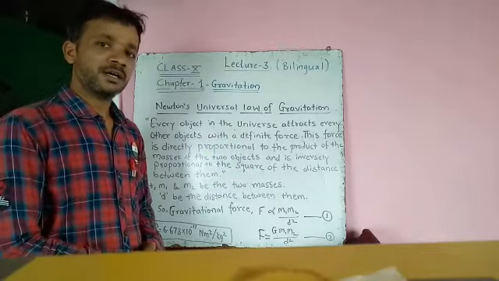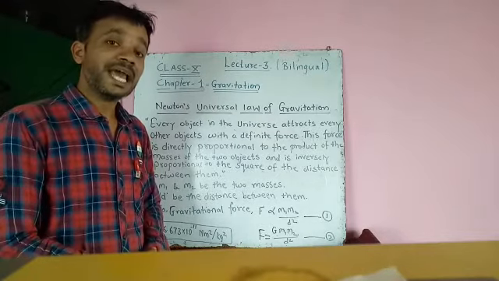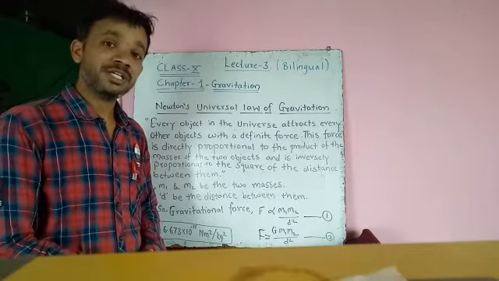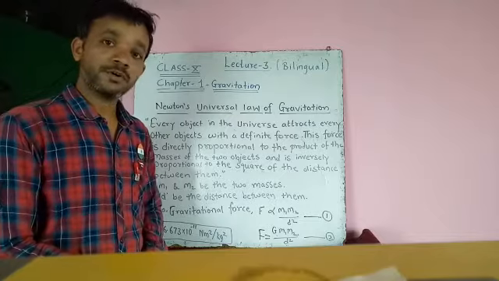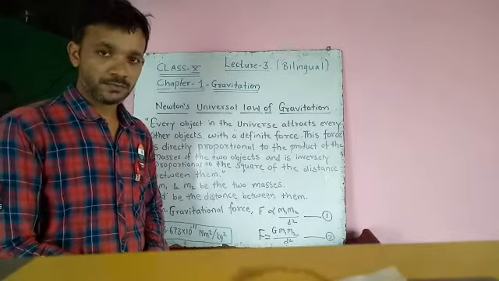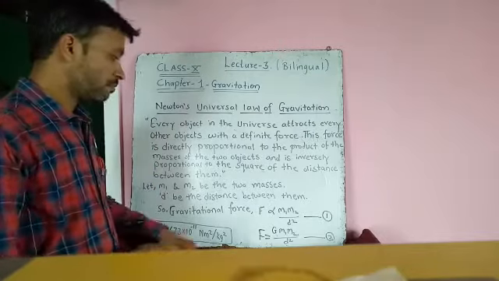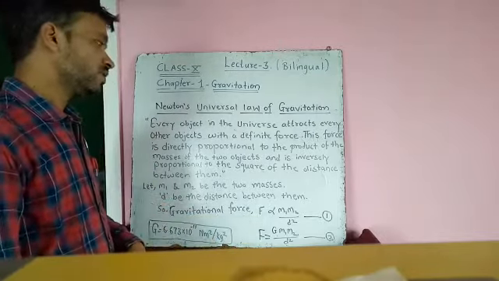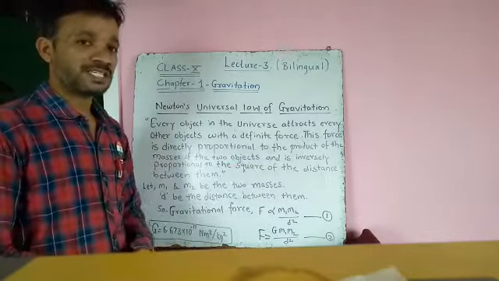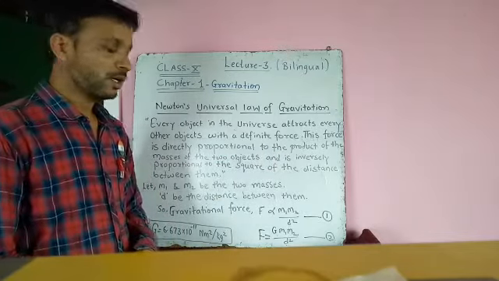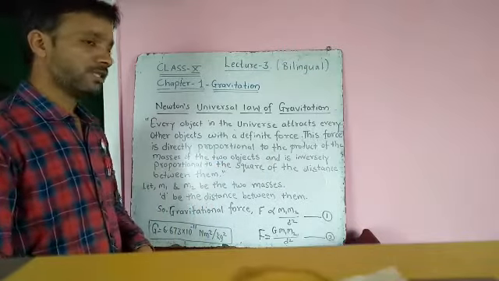It means that in the universe, between any two objects, there must be some definite force, and this force is responsible for the attraction of these two bodies. So this force, which is written here as F, is directly proportional to the product of the masses of the two bodies and is inversely proportional to the square of the distance between them.